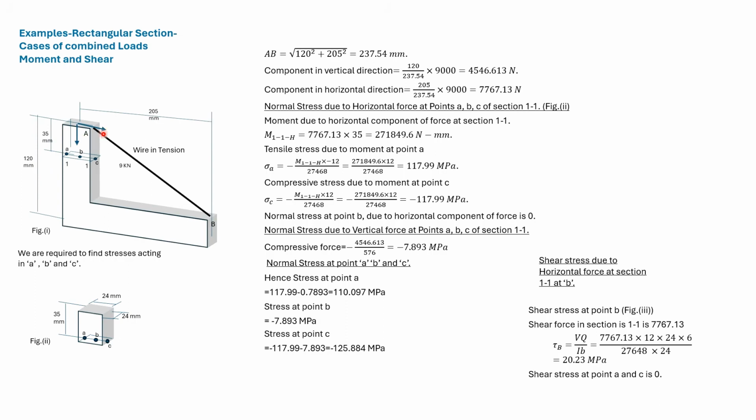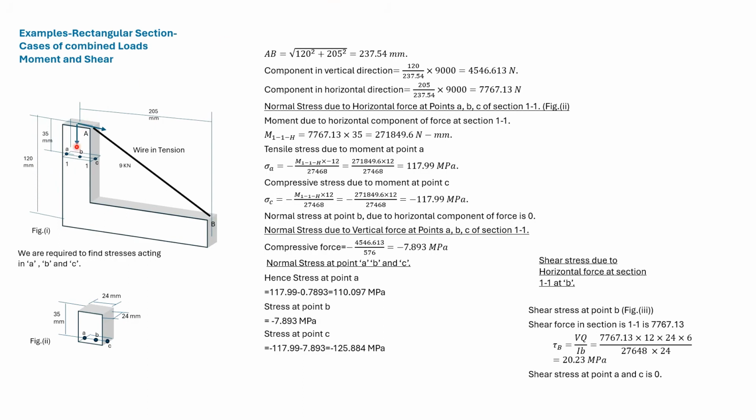The vertical force is considered to act at the center. So we can see that this section will be subjected to a moment, shear, and compression. We have found the horizontal force, so multiplying by this distance, we get the moment acting. The moment will cause a compressive stress at C and a tensile stress at A. So we find the values of the tensile stress and the compressive stress.